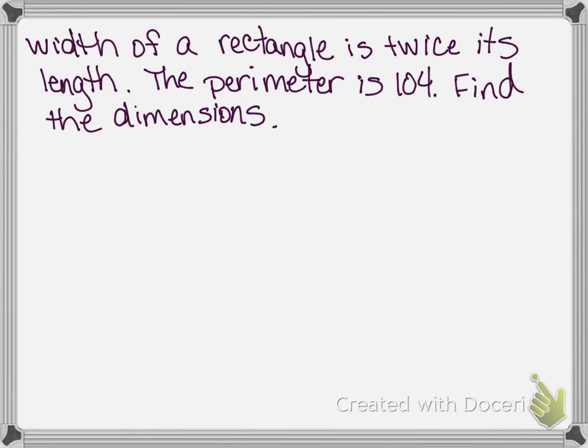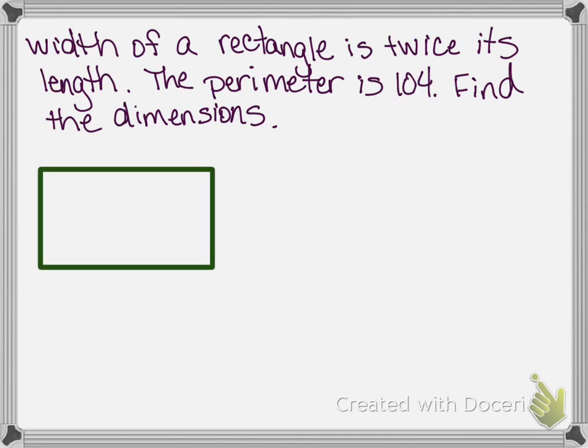So here we go. Width of a rectangle is twice its length. The perimeter is 104. Find the dimensions. So what we are going to do is we are going to draw a rectangle. That's the first thing that we're going to do. Then what we want to do is we want to focus on the width of a rectangle is twice its length. How do I write twice its length? 2x. Okay? So my width is 2x.